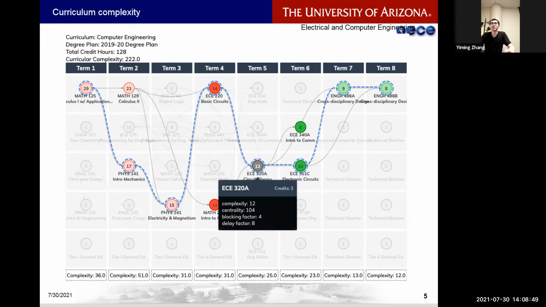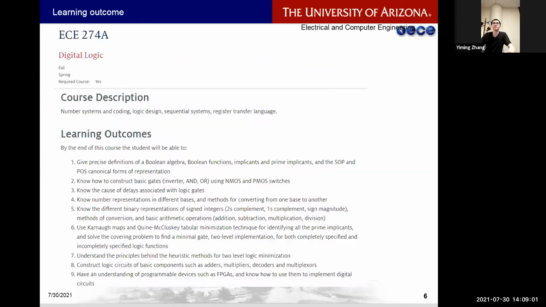So far we have talked about the curriculum complexity, prerequisites, stuff like that, and in the next couple of slides, I will talk about the new concept, which is learning outcome. This is an example from our EC website. As you can see, there is a list of information shown here, including the course number, the name of the course, a brief course description, and the final part, which is learning outcomes.